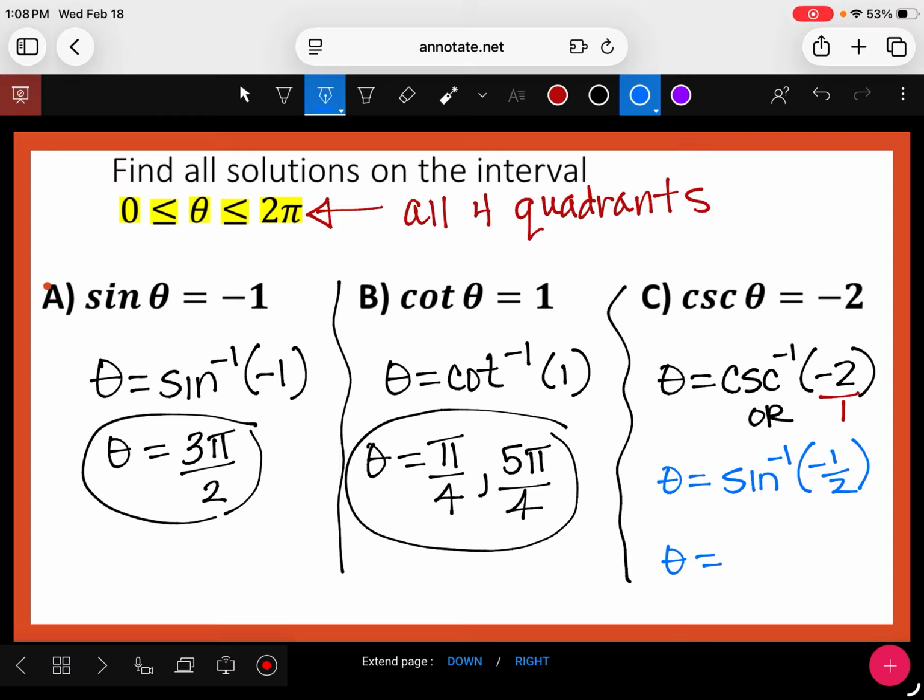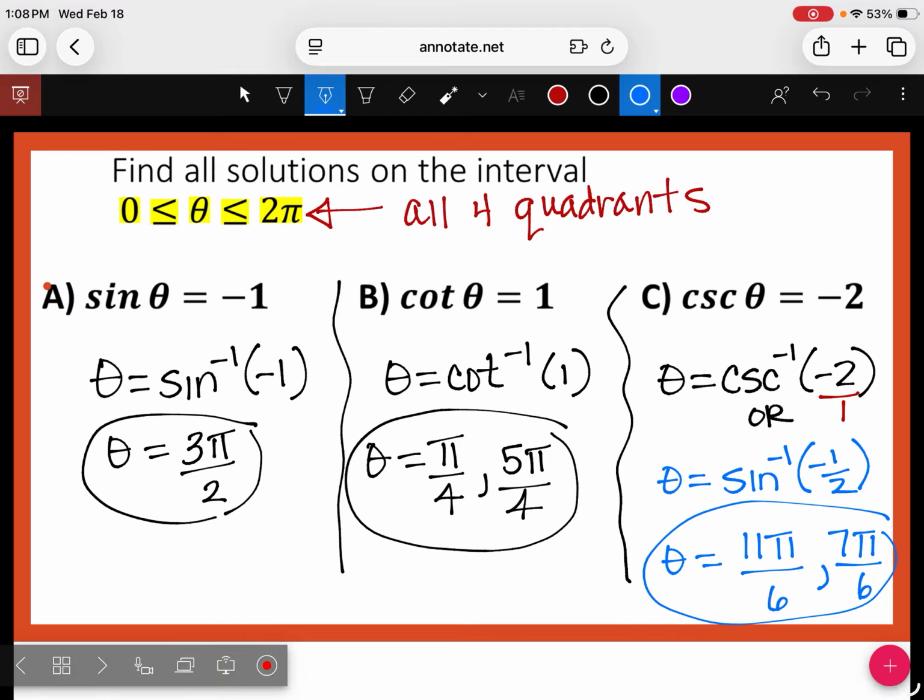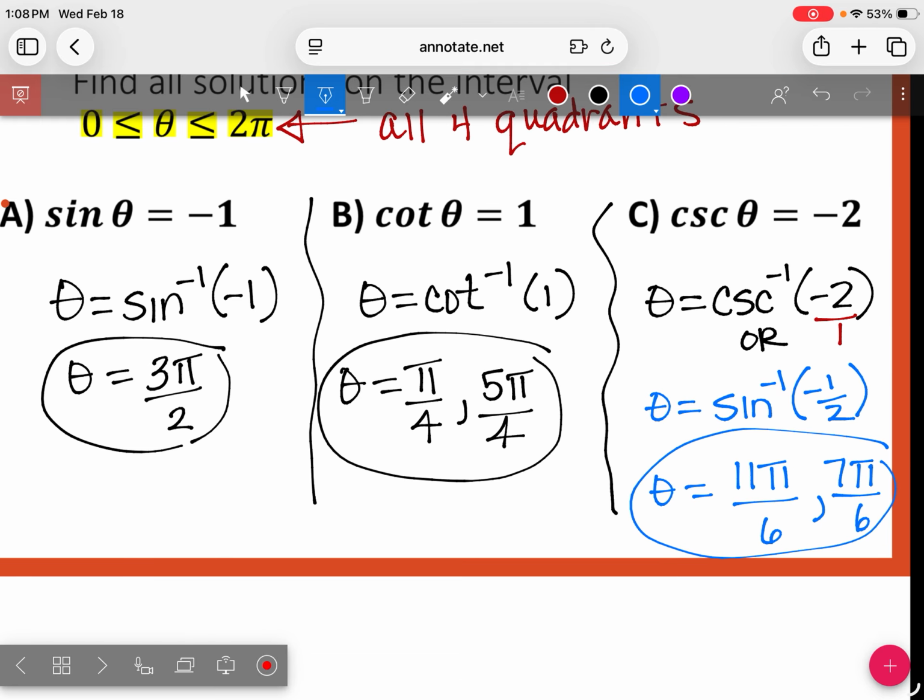So Robin, what did you come up with? 11 pi over, or negative pi over 6? Nope, it's all positive, so you were right the first time. 11 pi over 6. And what about in quadrant 3? That'd be 7 pi over 6? Yep, that would be your 2 answers. That's it. We're solving equations now. All right, any questions?